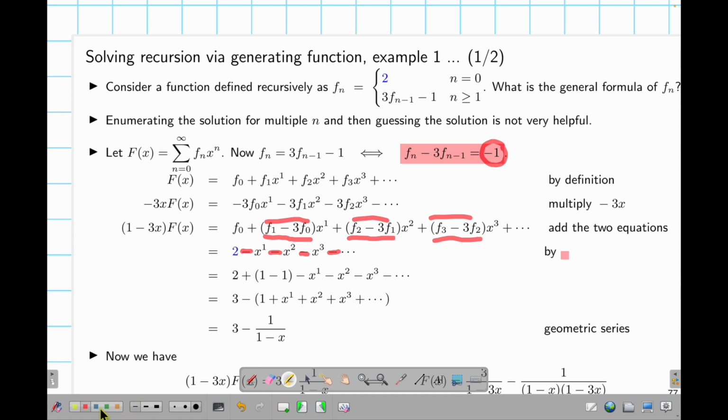Okay, then what about the blue terms? Blue term is saying that if n is 0, fn is 2. So this is 2. So I get this. So this basically means I'm using the definition, which gives me the red box and the blue box. So it gives me this thing. So I have this line.